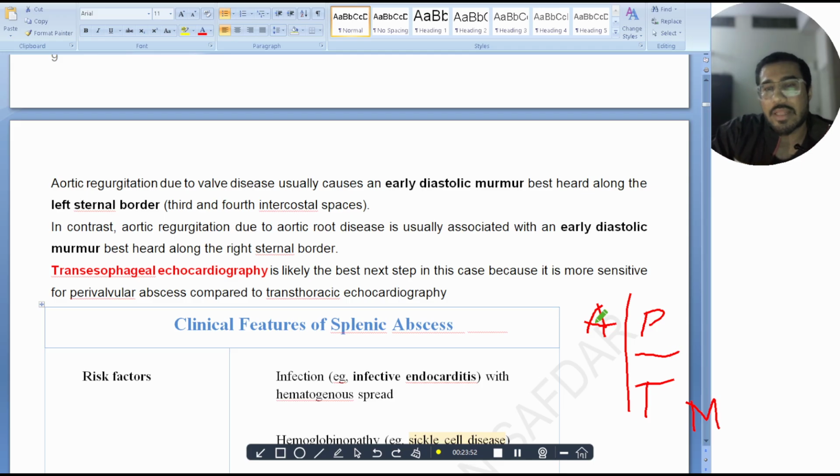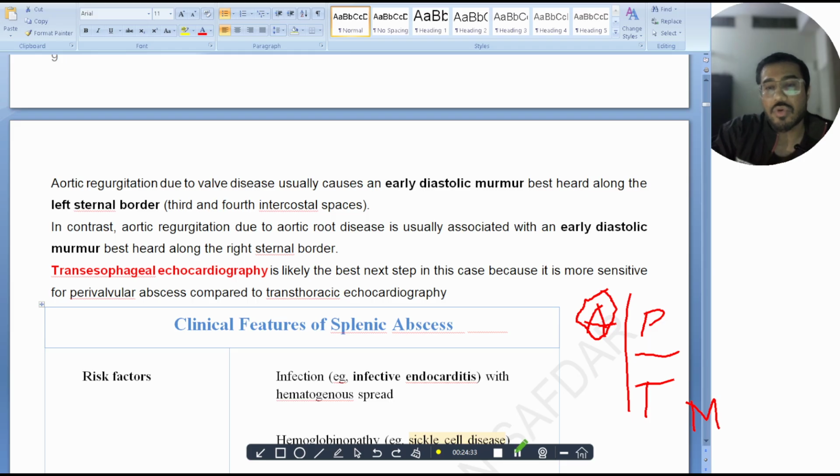I'll explain what I mean by that. So if the aortic regurg is due to aortic root disease, it's gonna be a little bit above. And where is it gonna be? It's gonna be here at the A region. But if it's because of the aortic valve, it's gonna be here between P and T. So P and T is at the fourth left intercostal space and the region between can be the third or the fourth one. So you can assume it's the third left intercostal space. Here you can hear the aortic regurg due to aortic valve disease.